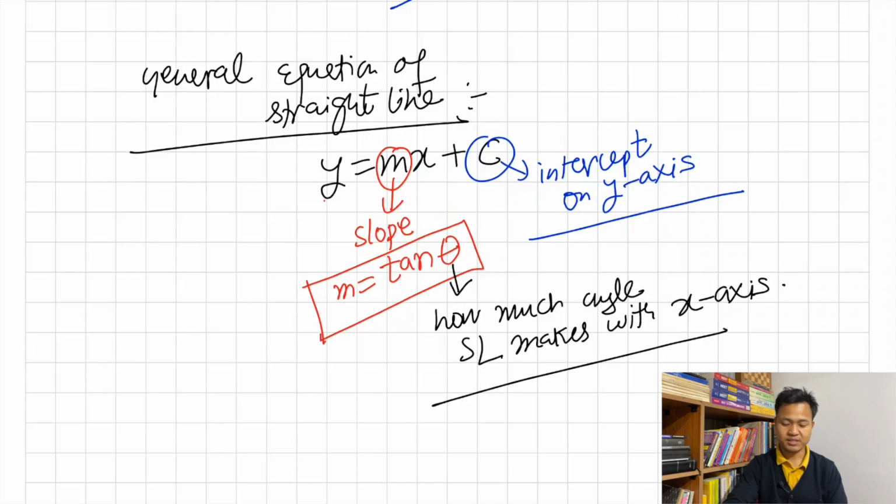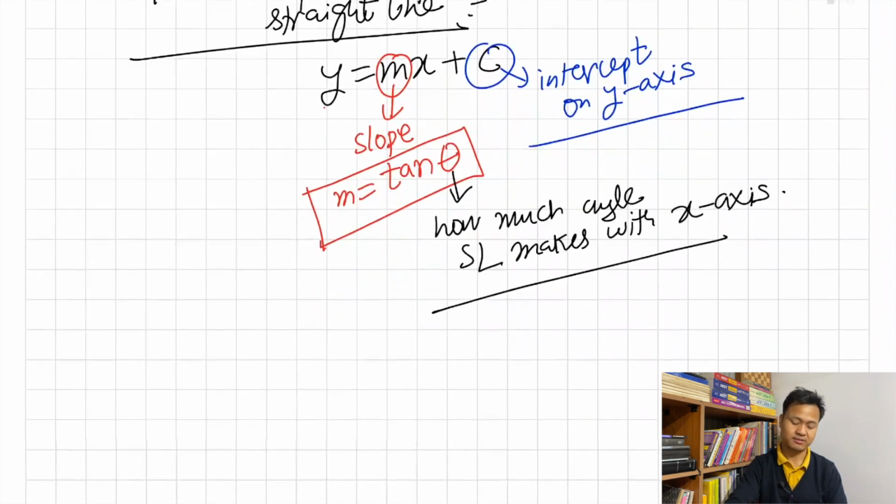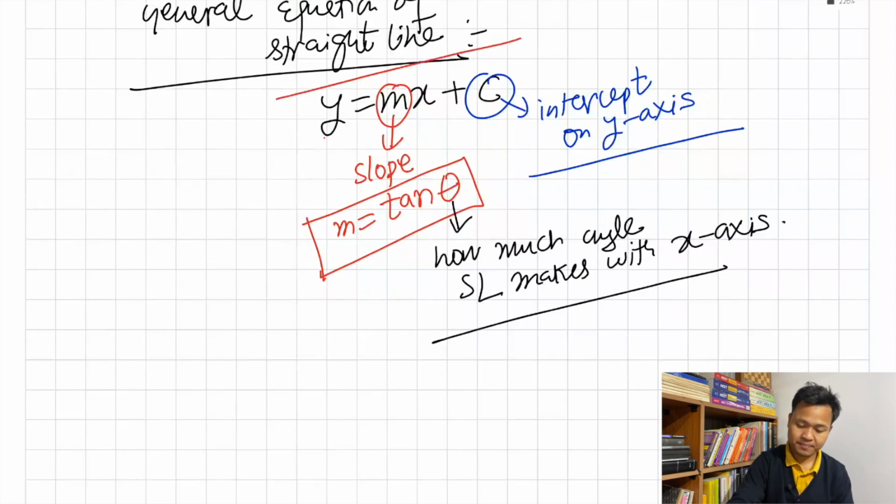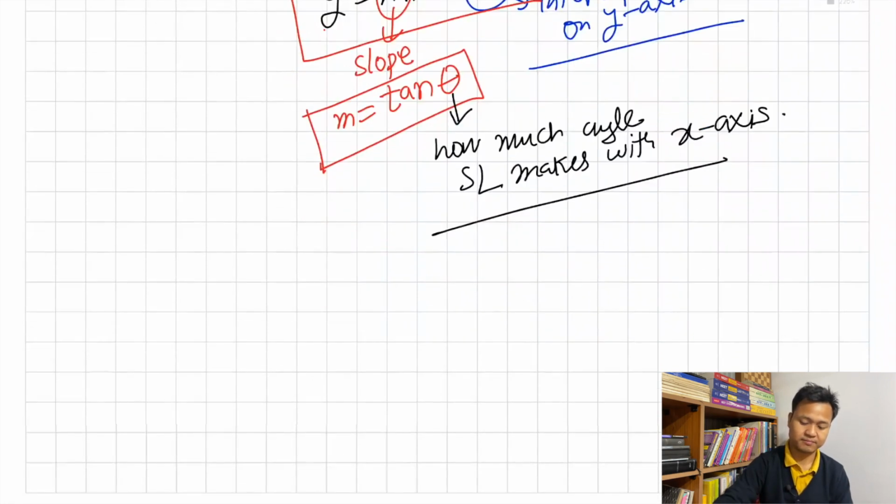So y equals mx plus c is the general equation of a straight line, where m is the slope and c is the intercept on the y-axis. Put this in a box.